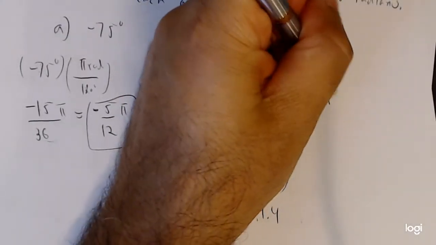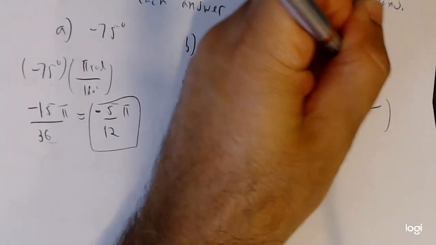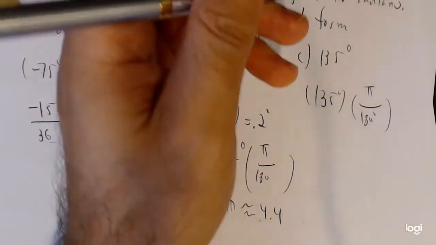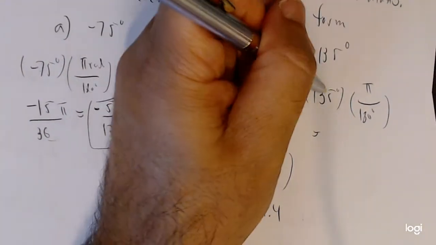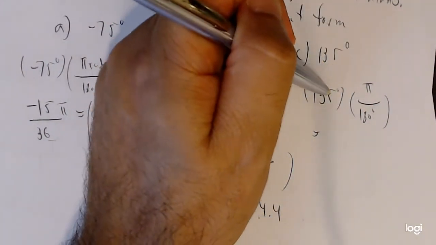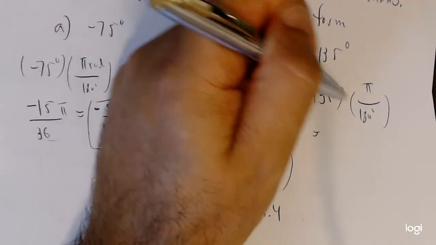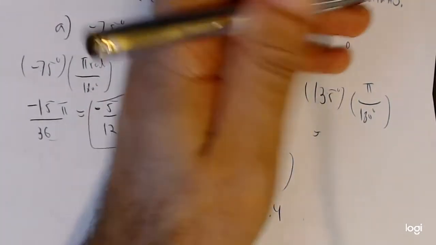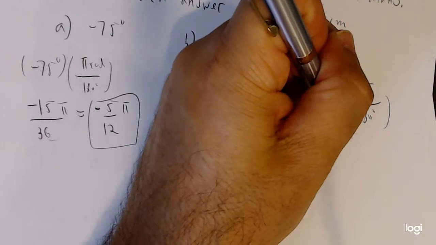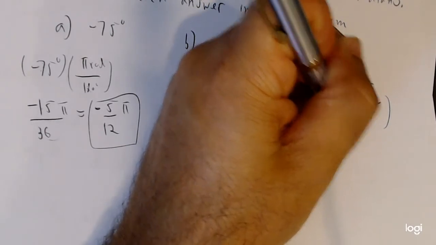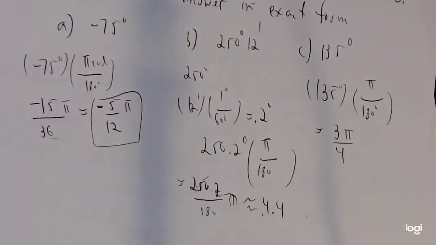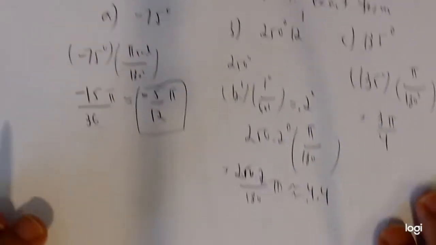So 135 degrees multiplied by pi over 180. Now you're starting to see a common theme here. For this one, I believe they both have a 45 in common, so this would become 3 pi over 4. So that's what it simplifies to. Okay, so the next example is going the other way.